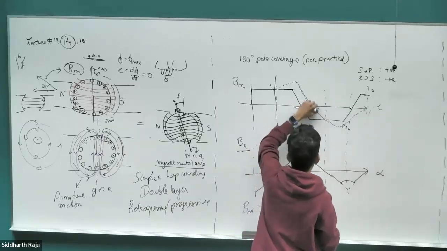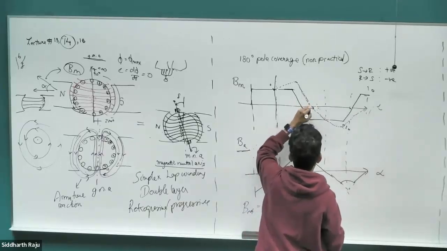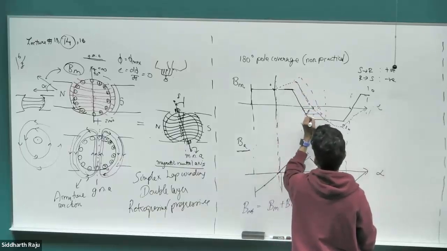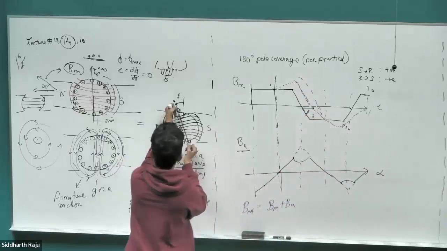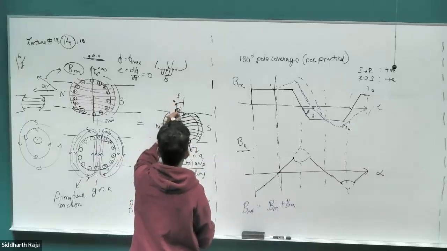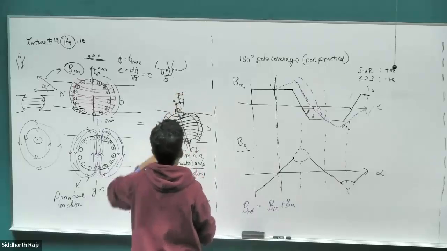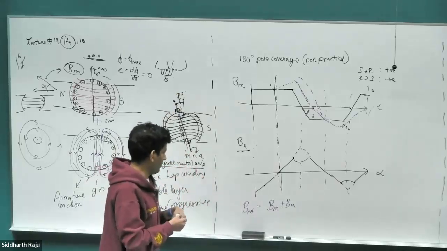So we are closer to the geometric neutral axis compared to the previous case. Previous case, it was farther out. Right? In this case, we're just a little bit closer than what it was before. This would be the new delta prime. So this is what we get.